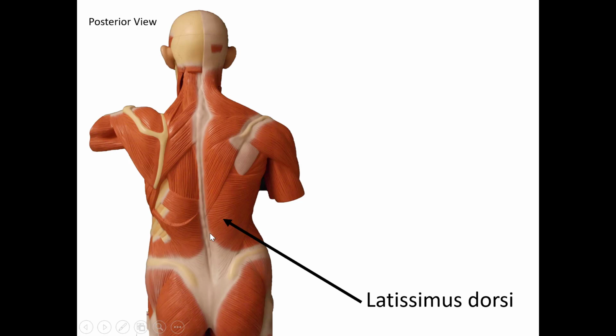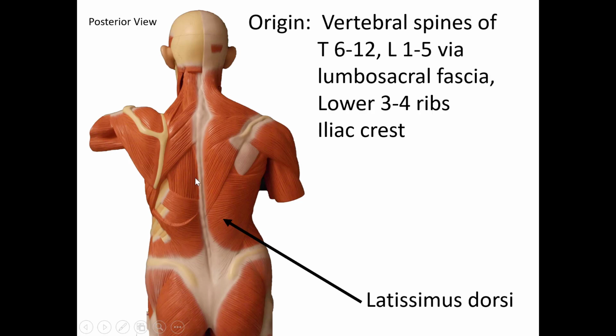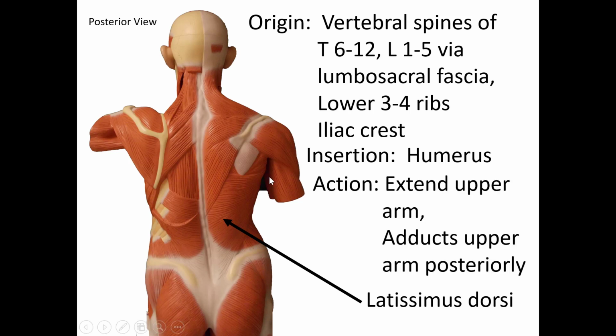The latissimus dorsi has an aponeurosis that attaches it to a number of structures on the back. It is attached to the vertebral spines of the last 6 thoracic vertebra and all 5 lumbar vertebra through this lumbosacral fascia. It's attached to the last 3 or 4 ribs, and you can see it's attached here to the iliac crest. These are all of its origins. It inserts on the humerus in the space between the greater and lesser tubercle. When this muscle contracts, it's going to pull the arm backwards, so it will extend the upper arm at the shoulder and will also pull the arm across the back, so it adducts the arm posteriorly.